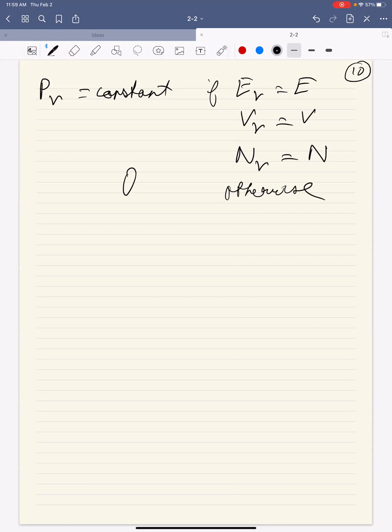Everyone okay with this? Yeah, go ahead. Isn't this contradictory to the second law of thermodynamics? No. I haven't introduced any entropy here. What is the contradiction? Tell me. I mean, it means like random distribution. What is random? Define random.